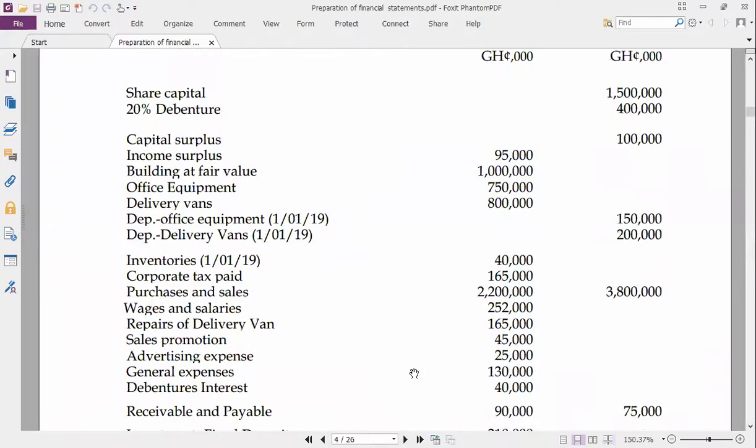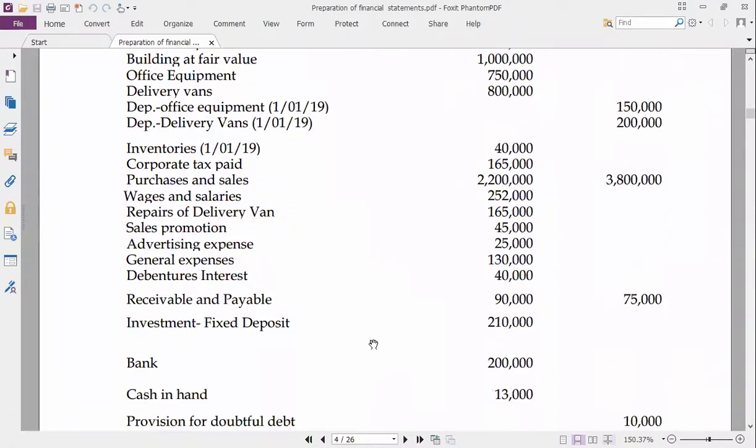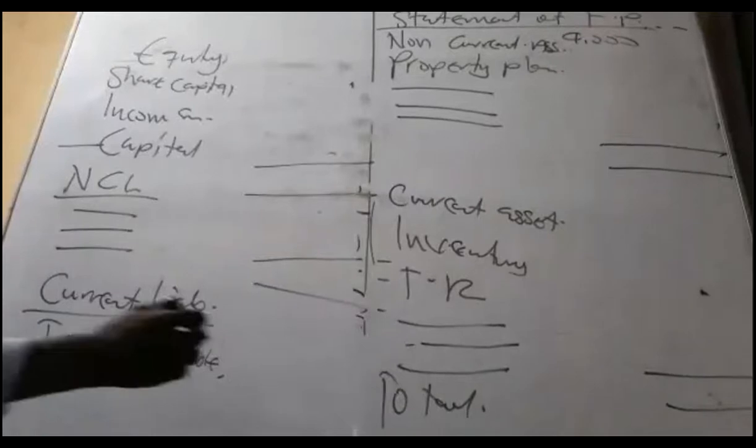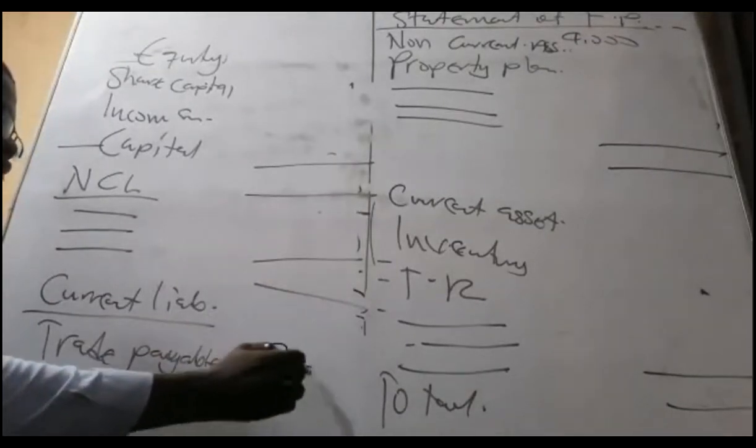So trade payable. It was given as what? So receivable and payable. So that means the receivable is the first one. The second one is what? The payable. Good. So payable is 75,000. Payable is 75. So I'll record it here. No note to affect it.